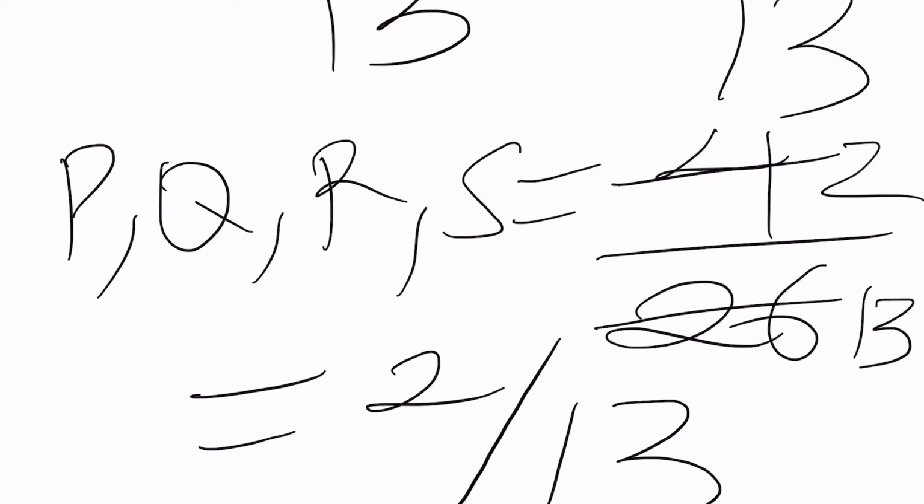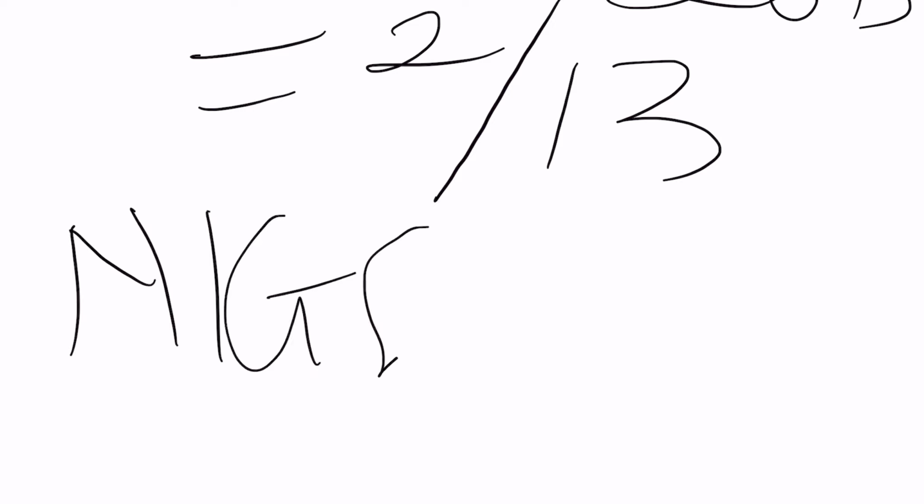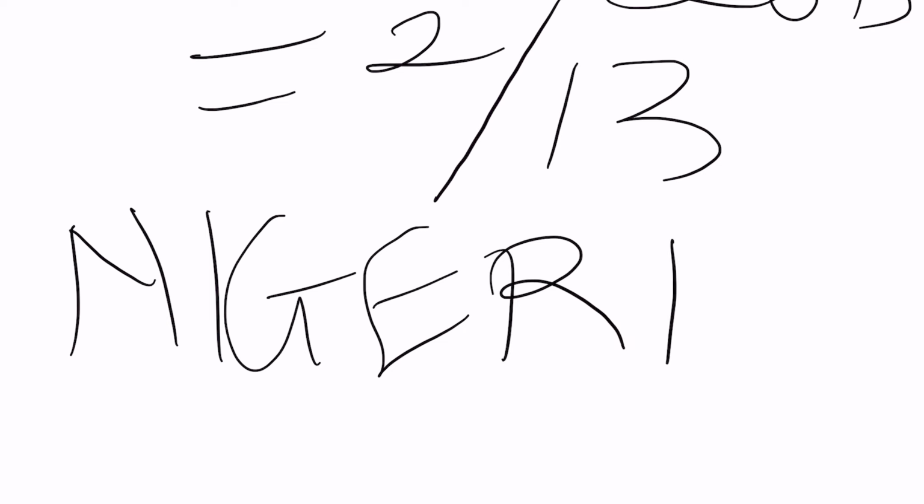Now the probability of getting one of the letters of Nigeria. We have Nigeria, so we have 1, 2, 3, 4, 5, 6, 7. So this will now be 7/26. That is the probability of getting one of the letters of Nigeria.